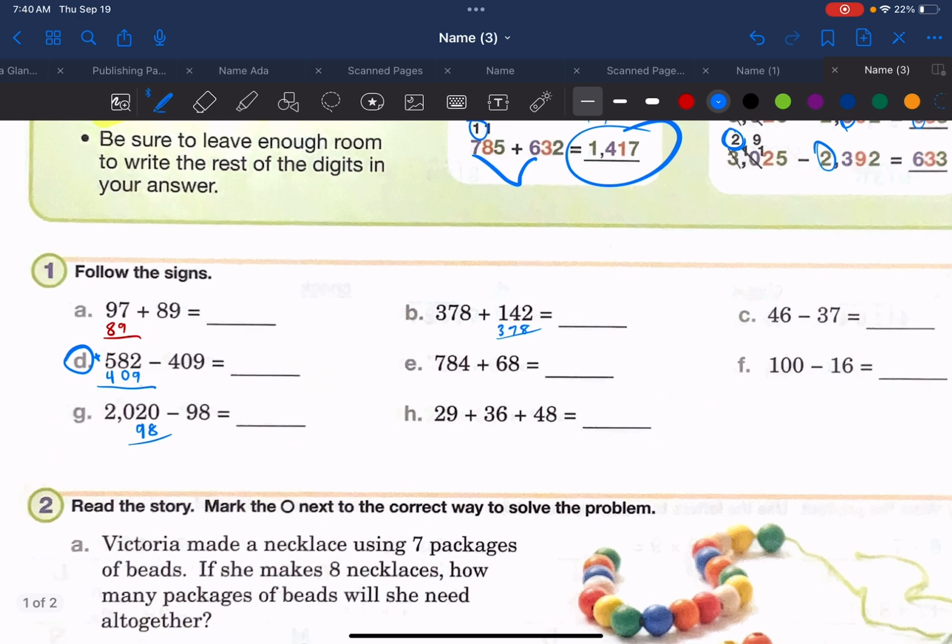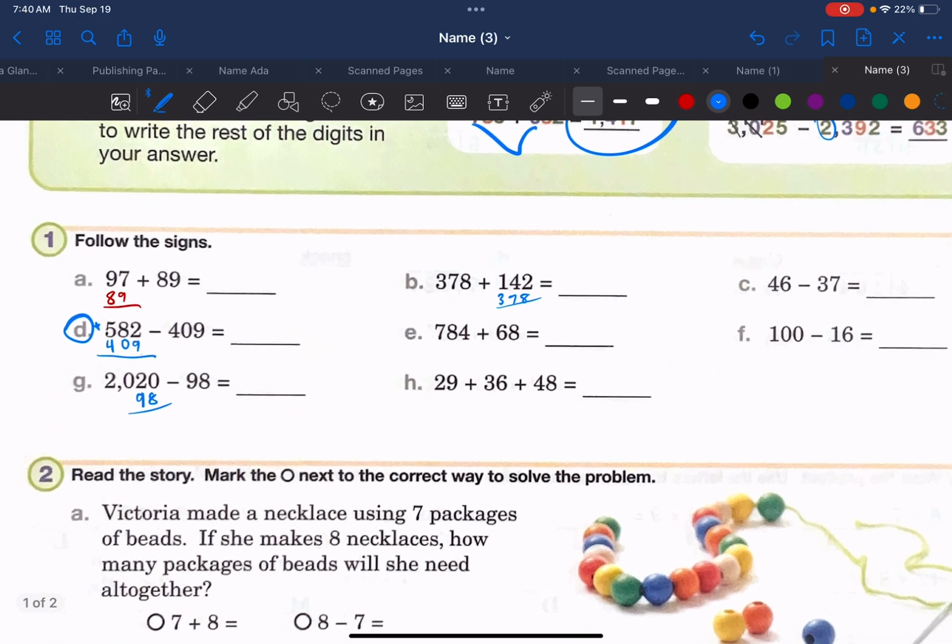So I show you all of that, but also feel free to just solve it vertically. That means up and down. Okay, so the first one, 97 plus 89. Okay, do 7 plus 9. You have your 16.